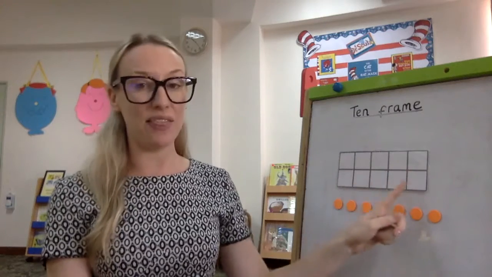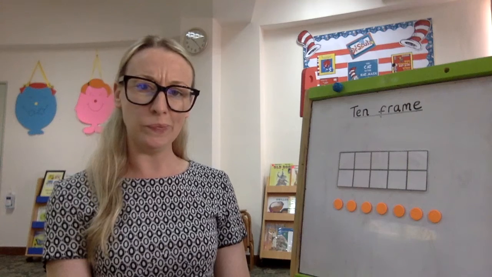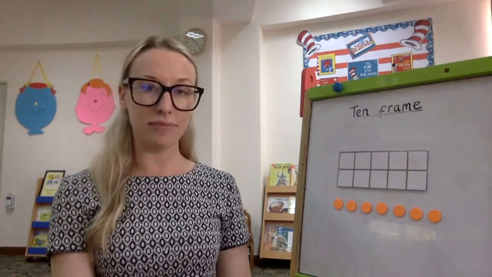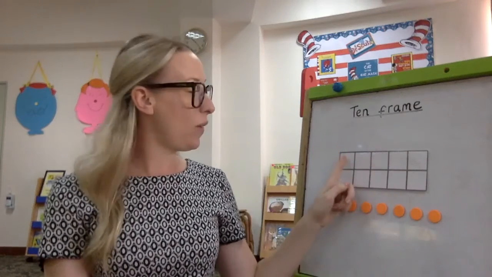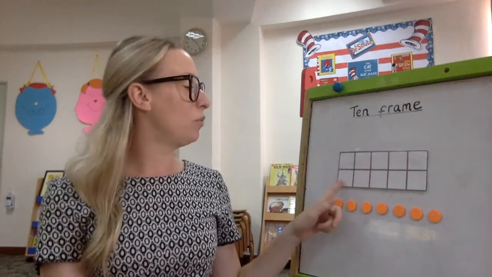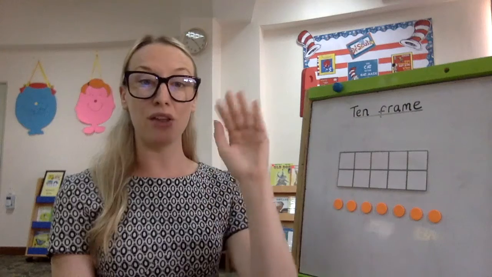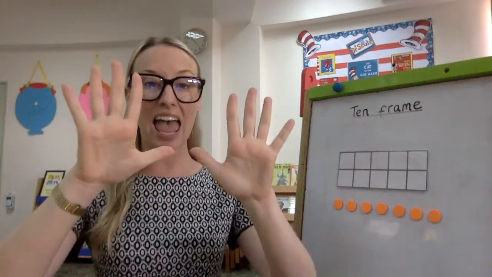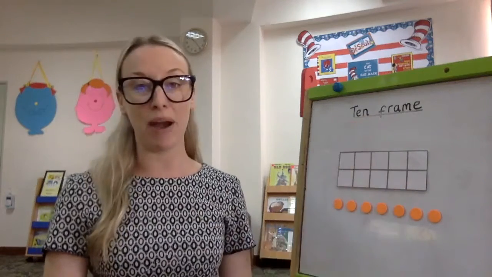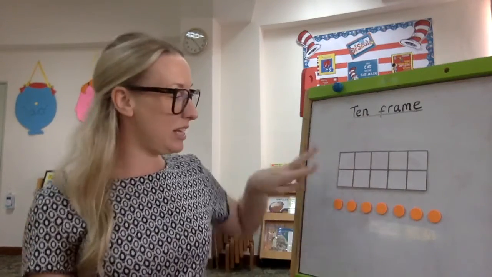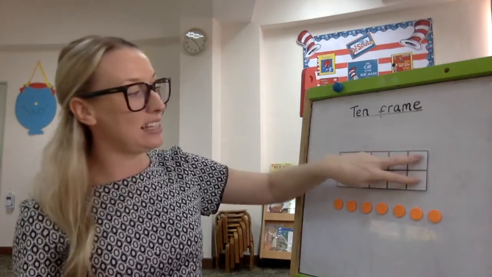Let's have a look at this 10 frame. What do you notice about it? It has squares. And there are 1, 2, 3, 4, 5 squares at the top and 1, 2, 3, 4, 5 squares at the bottom. And we know that 5 and 5 makes 10 altogether. There are 10 squares in a 10 frame. They can also be counted in twos. 2, 4, 6, 8, 10.